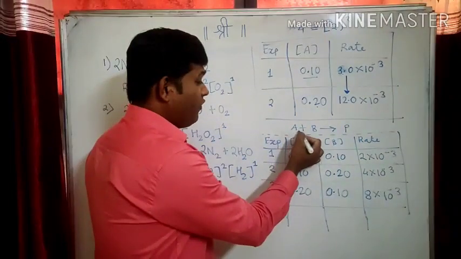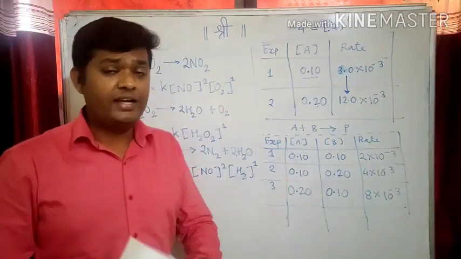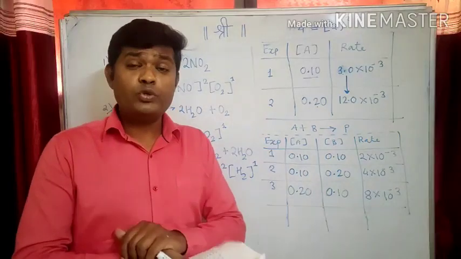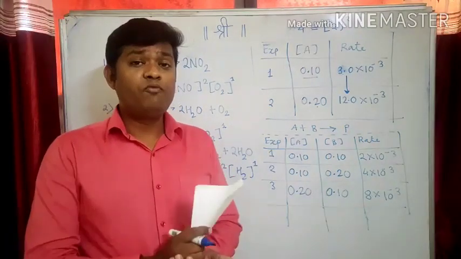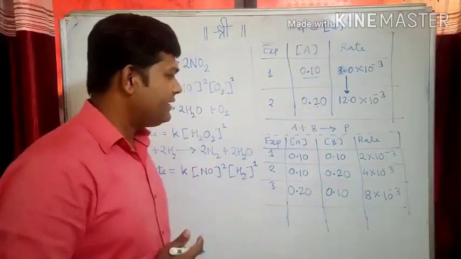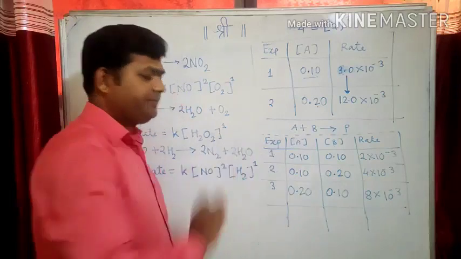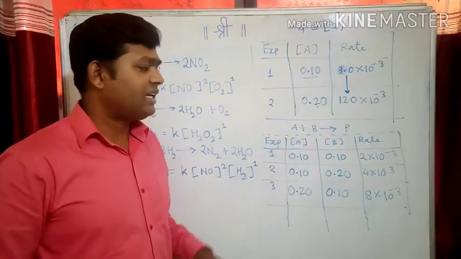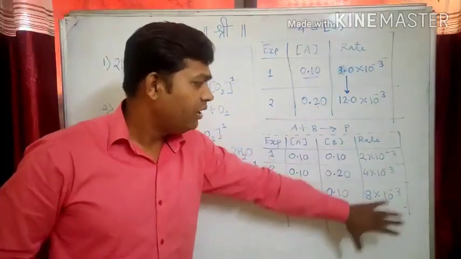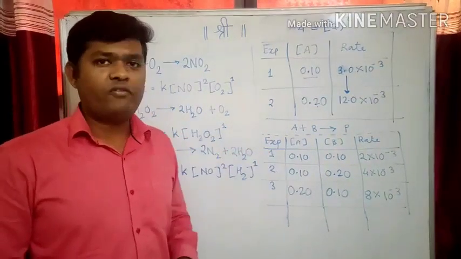To understand the concept in detail, let us go for the second experiment. This is the reaction of A plus B giving product C. Two reactants are there. Now friends, here you have to solve the problem very precisely because two reactants are given. Let us see the experiment. How many experiments are performed? 1, 2, 3. 3 experiments are performed. So there will be 3 rates.